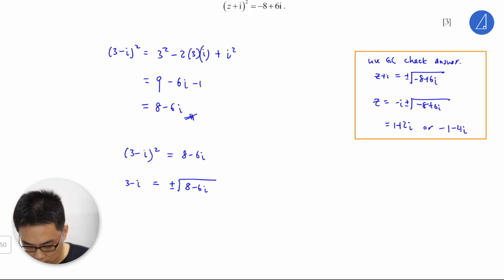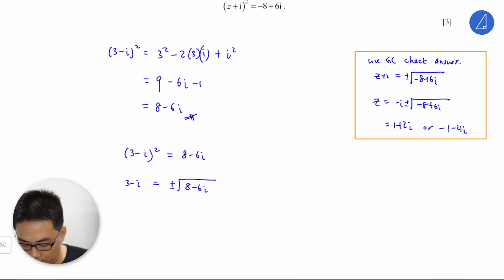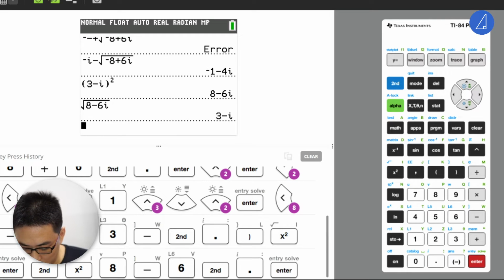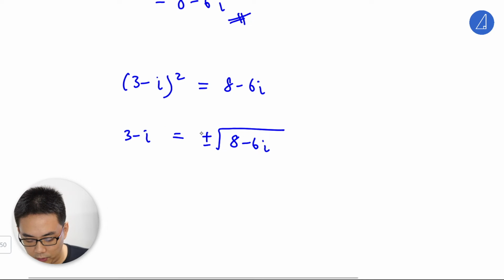I think you need to reject one, so we just check first. 8 minus 6i is 3 minus i. If I put a negative in front, of course it's not right, so it's the positive one. Actually, I'll just leave this as it is first. So you need to reject one. I repeat, this one is important.